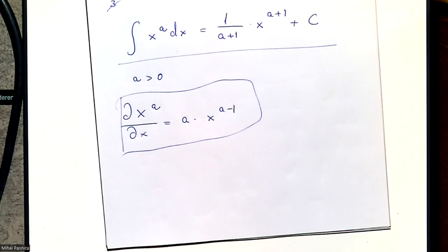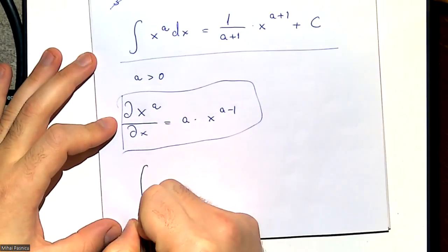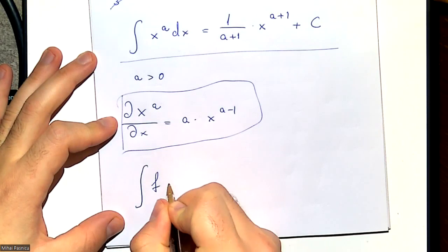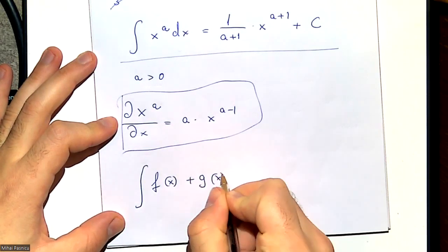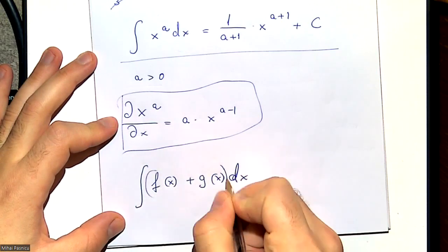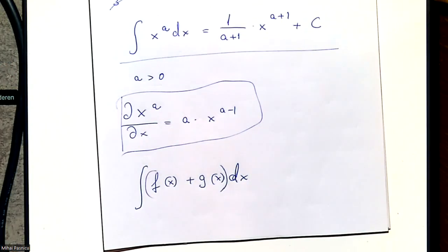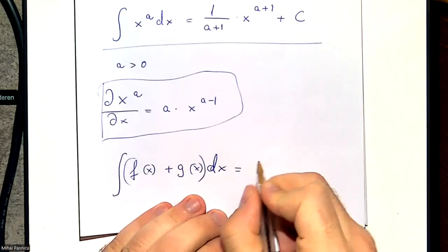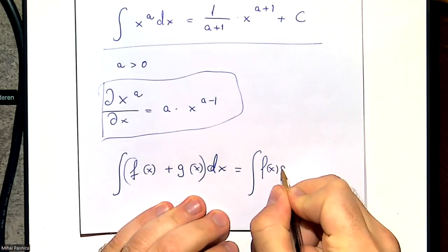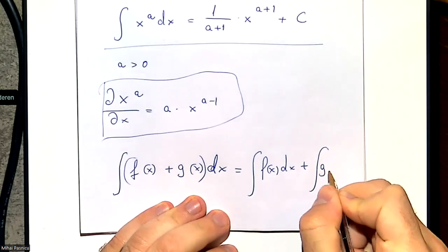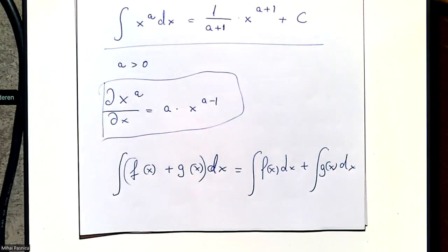Other examples. Let's give some other tricks. What if you have the integral of f of x plus g of x dx? Just like in the derivation rule, you can write it differently. You can write it as the derivative of each of them separately. Here, I can just write it as the integral of each of them separately. So I just get the integral of f of x dx plus the integral of g of x dx.